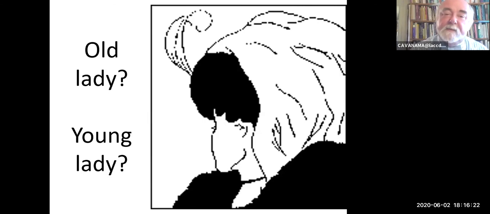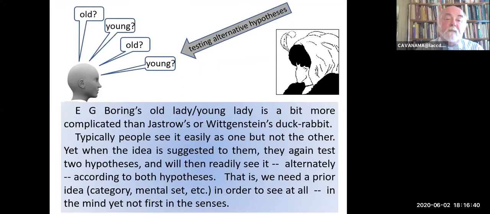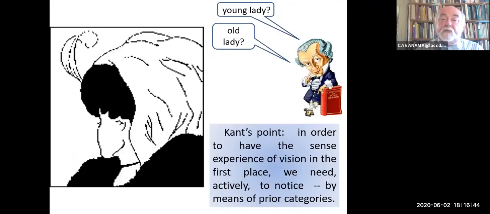Yeah, this may not be the best drawing. There are other attempts to draw the old lady, young lady. But if you want to play with it, it's a fairly common illusion. Goes back to the 19th century. Very much a staple in experimental perceptual psychology associated with E.G. Boring. That was actually his name. I'm told that he was not boring, but that was his name. It's a little more complicated than the duck rabbit, but the same point.